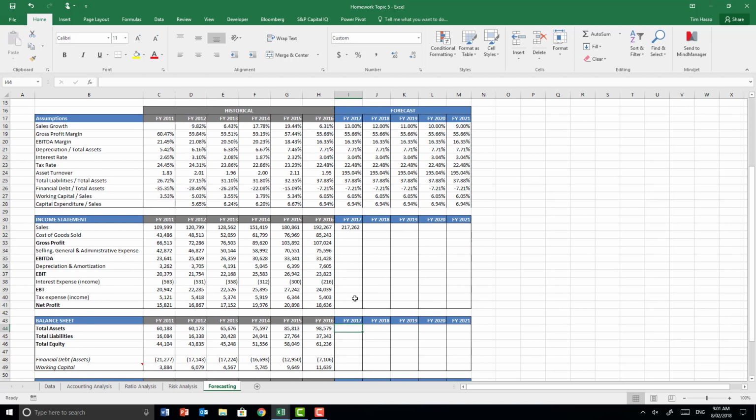Once we've done that, I'm actually going to jump onto the balance sheet, and the reason for that is because some of the items that we have up here will kind of depend upon the balance sheet. So I'm just going to populate the balance sheet items for now.